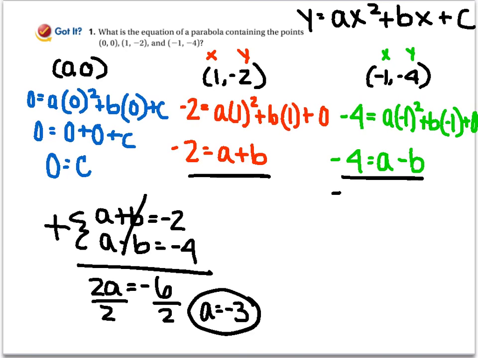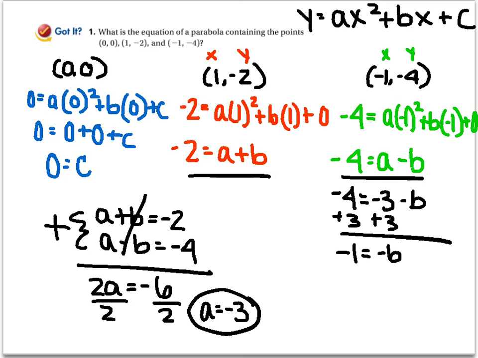If you plug that back in, negative 4 equals negative 3 minus b. Negative 1 equals negative b. So b is 1.